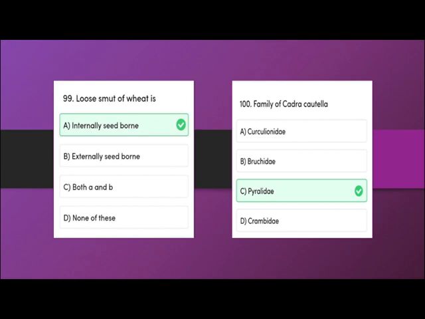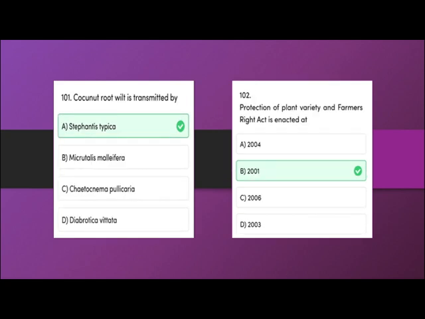The 100th question. Family of Corcyra cephalonica, or rice moth, is Pyralidae. Now comes the next question. Coconut root wilt is transmitted by? And the answer is Stephanitis typica.